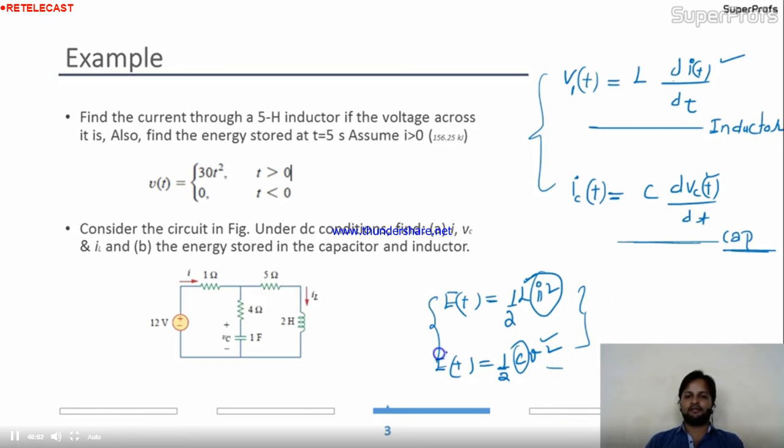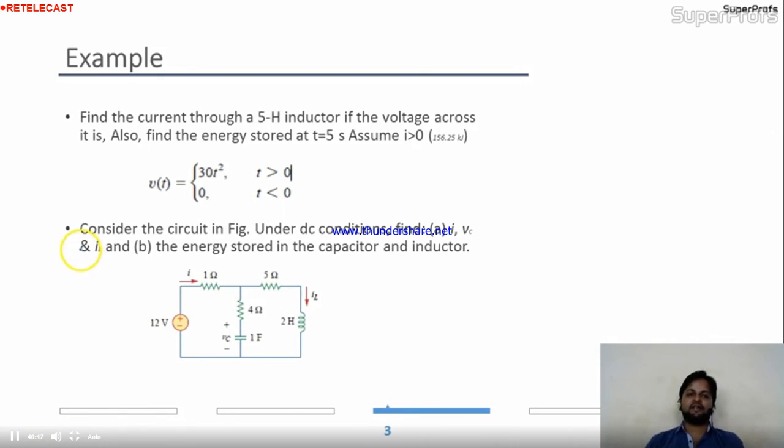Okay. In any way you can remember it, because we need this formula; it should immediately come to your mind. They can ask about the stored energy in the capacitor or inductor, right?